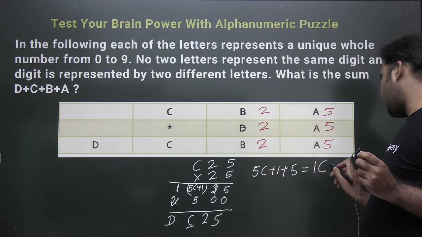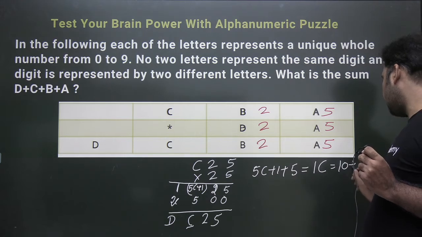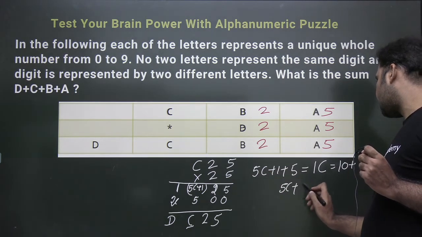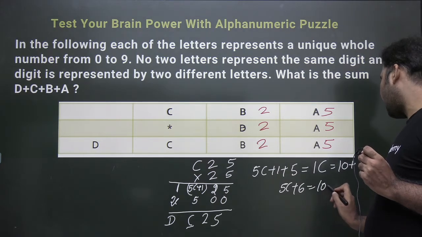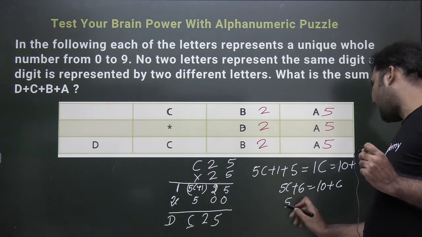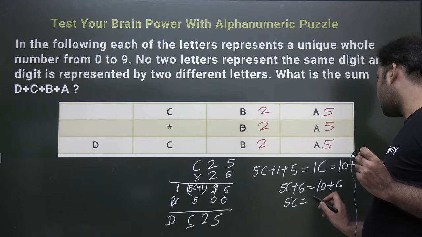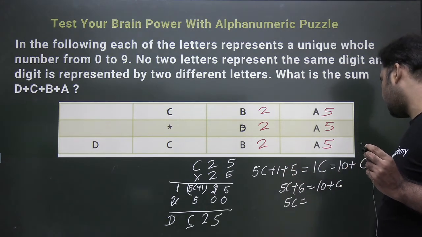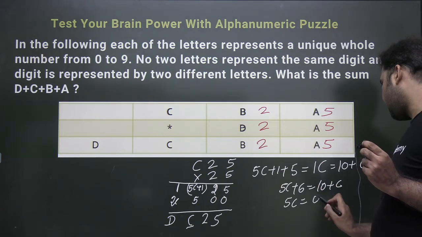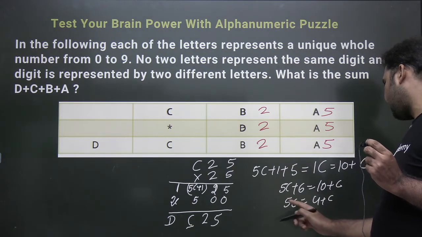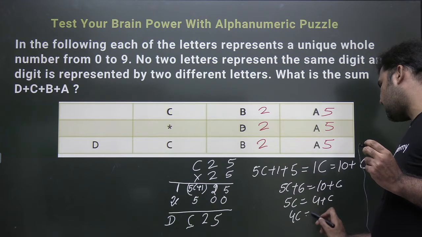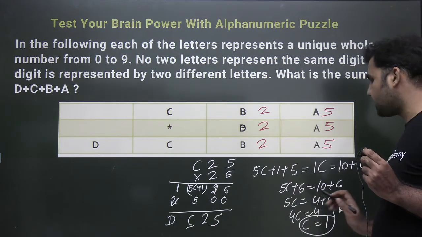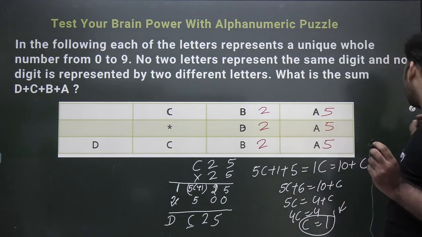Now a 2-digit number ending with C can be written as 10 plus C, right? Now you see that 5C plus 6 will be equal to 10 plus C. So 5C will be equal to, 5 plus 1, 6, 6 will be taken here, 10 minus 6, that would be 4 plus C. And 5C minus C would be 4C, 4C is 4, and you'll get C as 1 here. The value of C is 1, that's it. Now the set is solved.